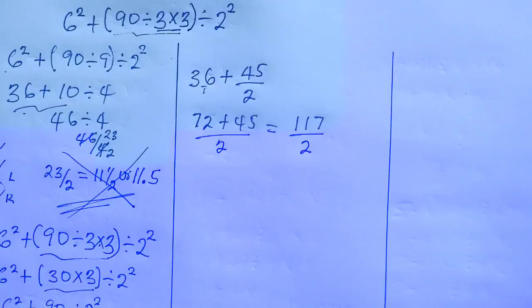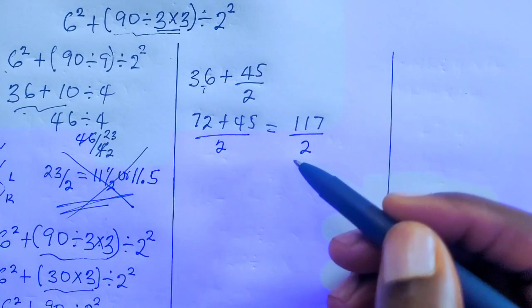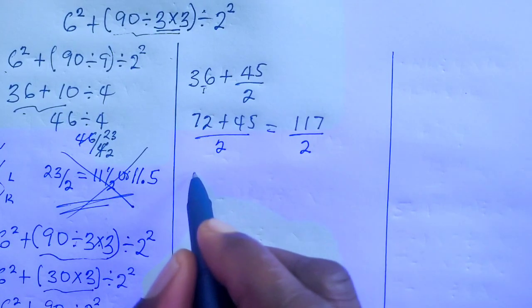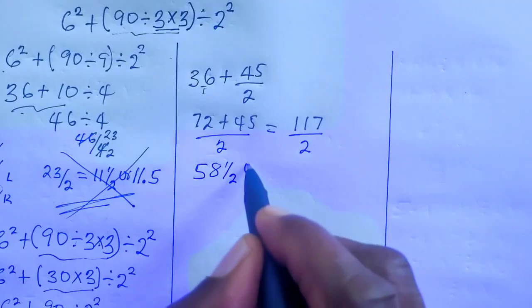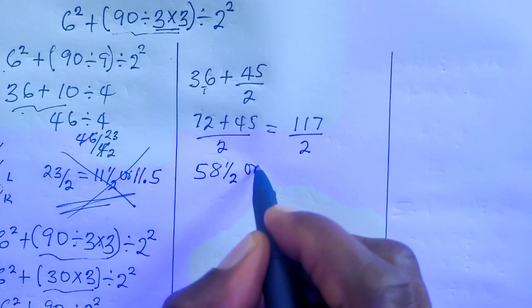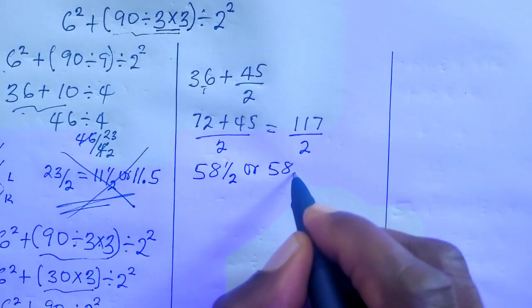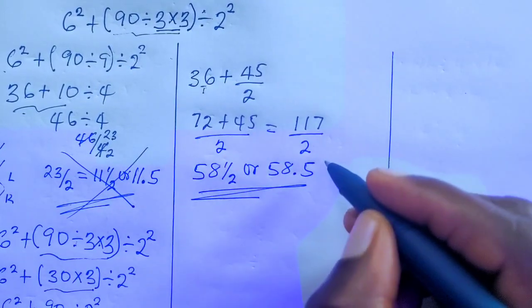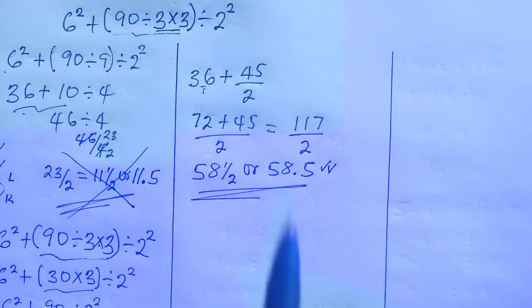Right now, this is an improper fraction. We're going to take this to a mixed fraction, and this will give us 58 and 1 over 2, or take this to a mixed fraction to decimal, and this will give us 58.5. And this is the correct answer to this given expression right here.